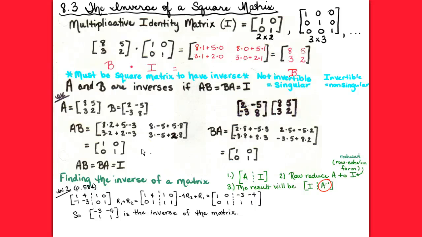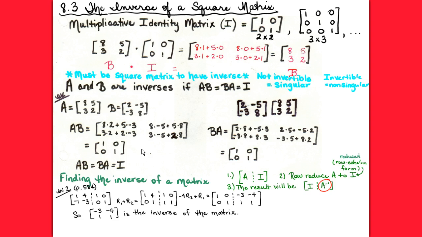582, section 8.3 is the inverse of a square matrix. Just a little bit of review of something that we finished off with yesterday. At the end of the period yesterday, we were talking about the multiplicative identity matrix.